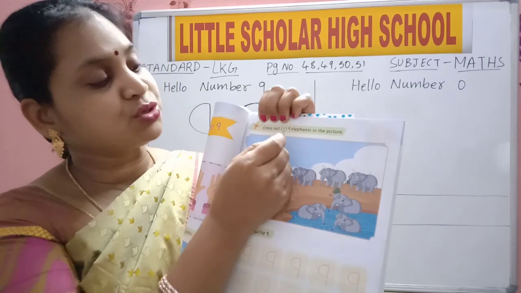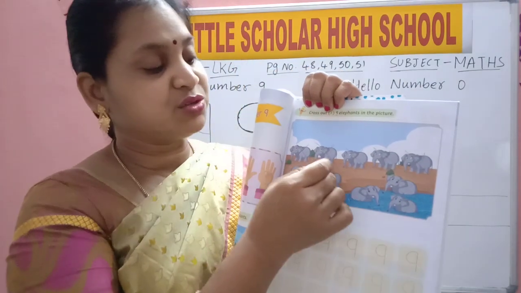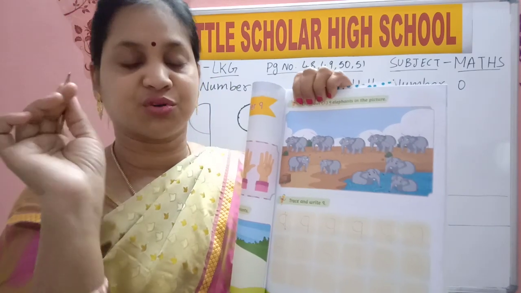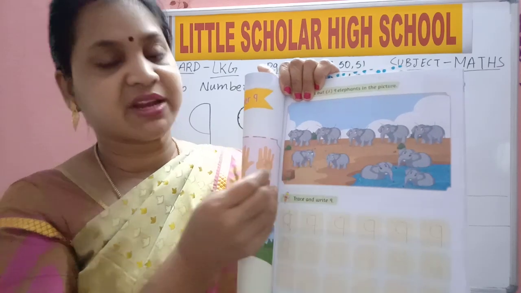How many did they tell us to cross? 9 elephants. 1, 2, 3, 4, 5 elephants crossed. Yes. Now 6. Cross 6. Sixth one also I crossed.